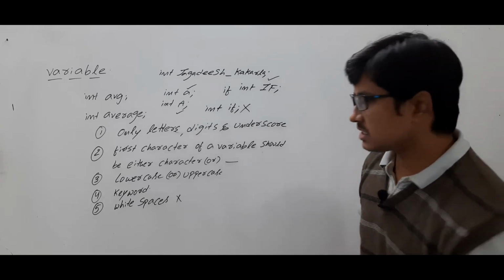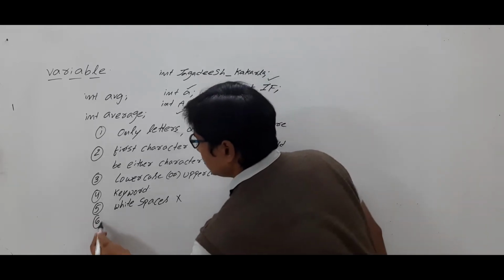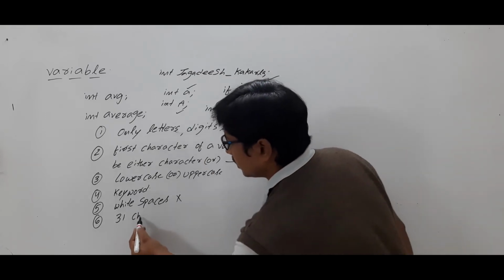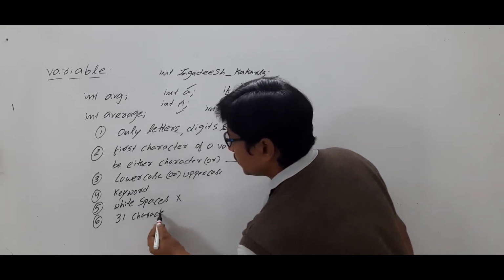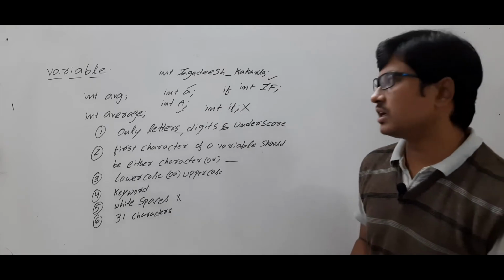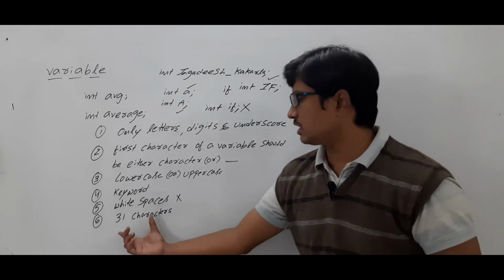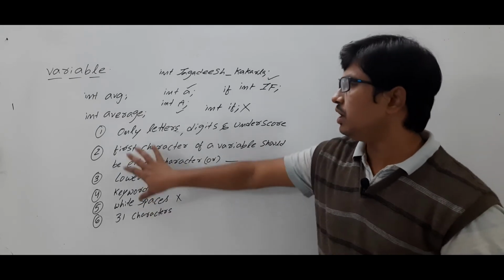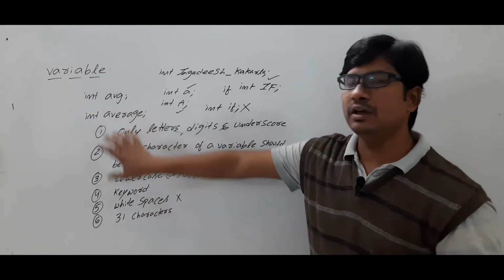Okay, and the next important rule is that it will only consider the first 31 characters only. Even if you give more than 31, it will consider only first 31 characters in the variable. So these are the rules you should follow whenever you are creating a variable.